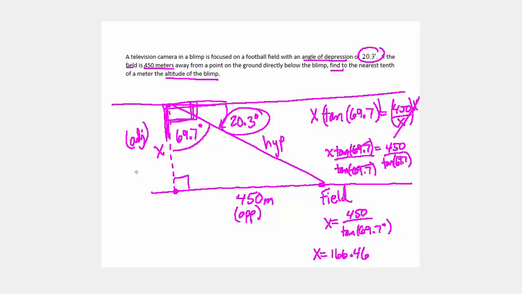Now, since that's a side length, I'm going to write it over here where it belongs, 166.46. We should also include a unit with this, and of course everything else is given in meters, so we'll say 166.46 meters would end up being the altitude or height of this blimp.